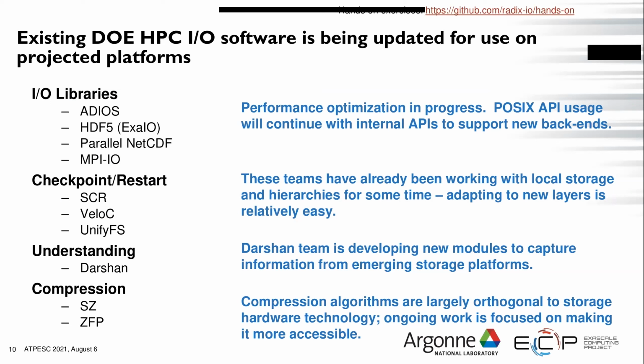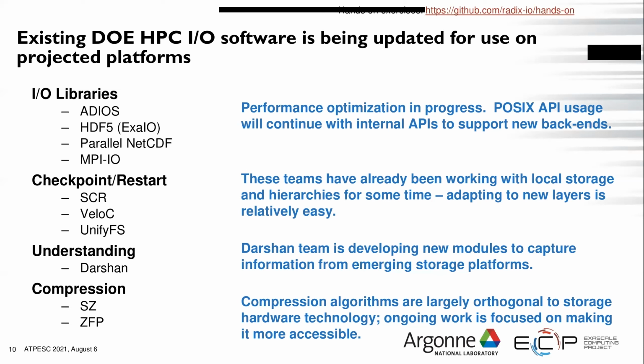As these new systems are coming online, that means that we have software, DOE software in some cases and vendor software in some cases, that has to be updated. This is a summary of some of the things that are available to you and how they are changing. So our IO libraries are all moving forward. They're all being optimized for the new platforms. They're all going to continue to use conventional file systems, but in many cases, these libraries are also being optimized with internal APIs that can support new, a little bit more radical storage systems like the DAOS system that will be at Argonne.